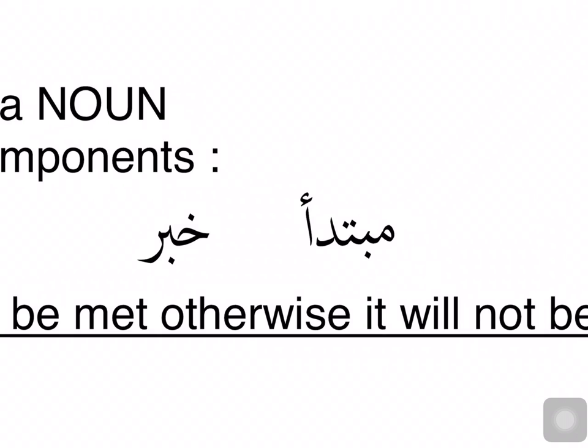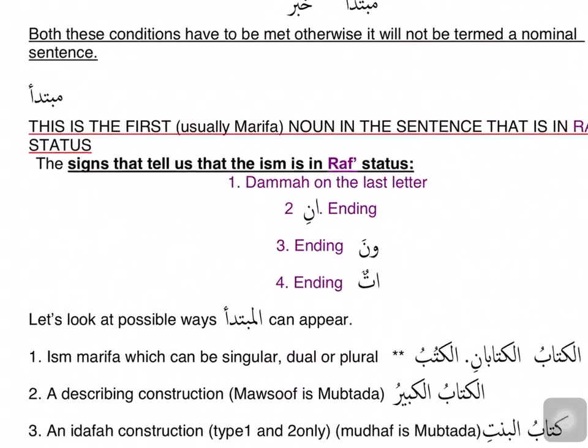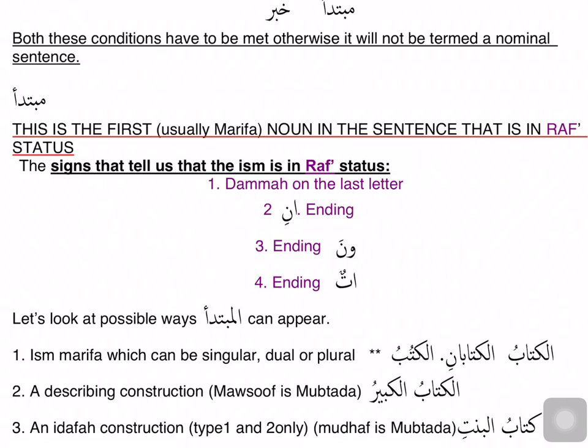Okay, so I had a sentence. I decided it's a Jumla Ismiya based on its first word. Now I am going to look for the mubtada and the khabar. Mubtada will be, generally speaking, the first noun in the sentence. It will be ma'rifah, generally speaking. It will be in rough status. So a lot of the times, most of the times, mubtada will be the first noun, ma'rifah noun, and it will be in rough status.